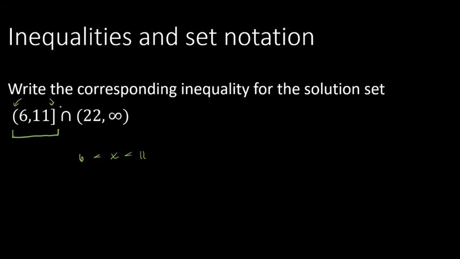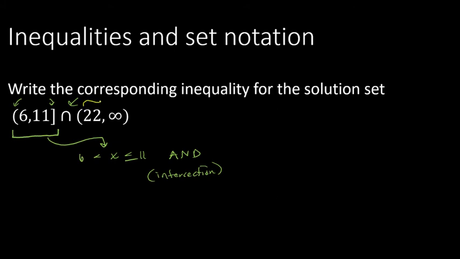Now, notice that because this is a closed bracket, it's really x is less than or equal to 11. So this is equivalent to my statement that I've just written. The set 6, 11 with a closed bracket is the same thing as saying 6 is less than x is less than or equal to 11. I've got my and symbol, my intersection symbol. And then what's my second piece?